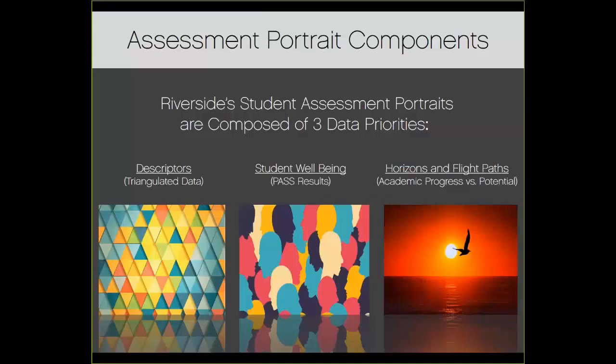It then moves on to our student well-being. Those come from the PASS results. We have a healthy self-efficacy with our students. And then the last part are the horizons and the flight paths, as we call them. And that's really the achievement and progress of curriculum testing in comparison to the potential of a student.